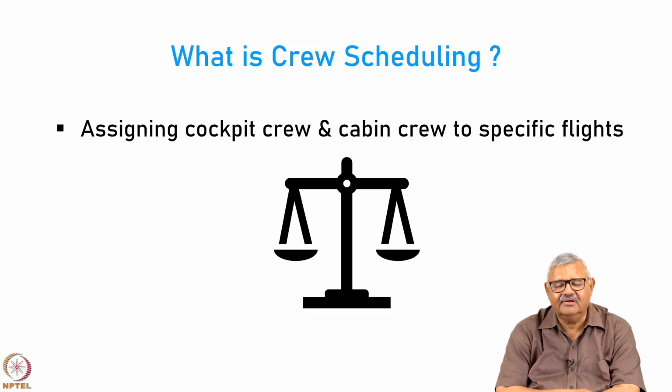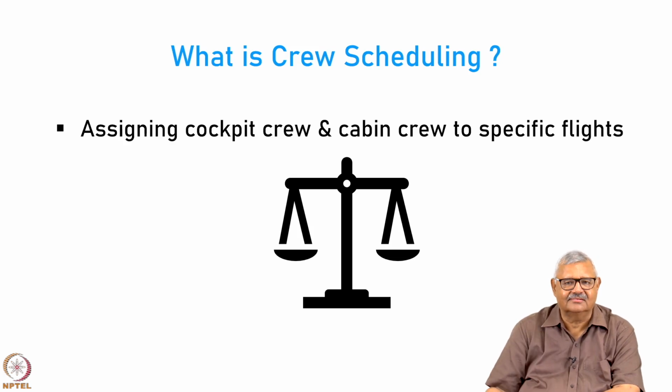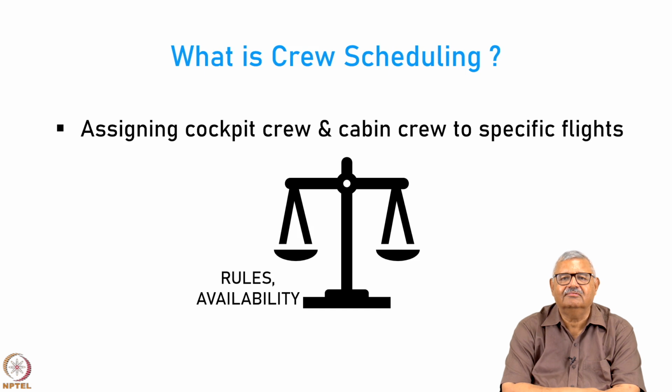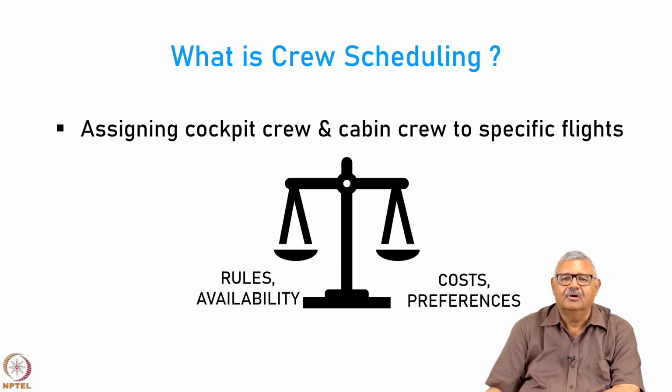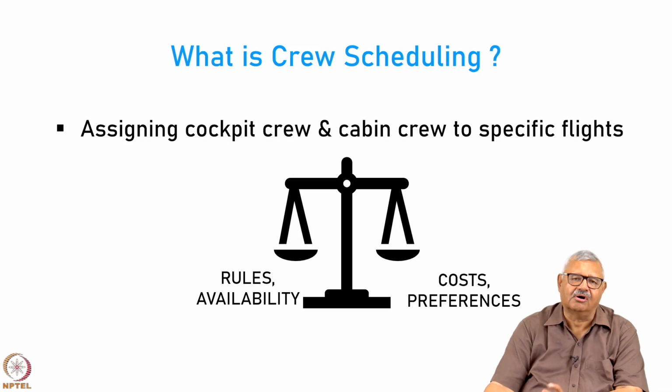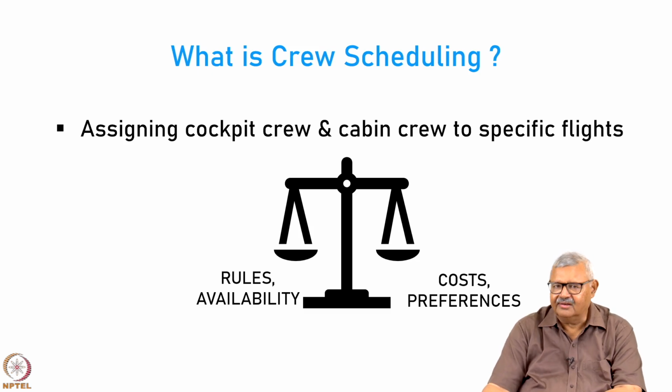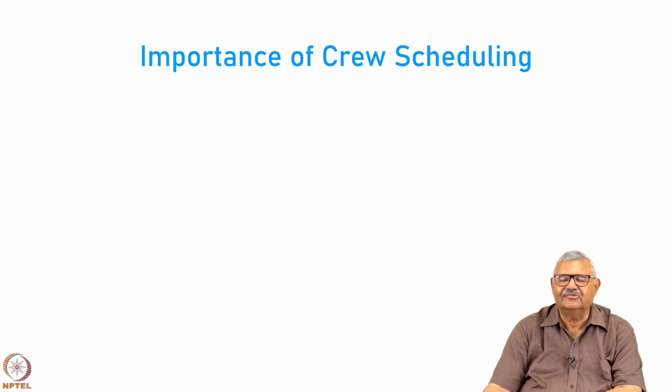And this is a very, very tender balancing act. You need to balance various quantities. On one hand, you have rules given by the regulatory bodies and you have also the availability of the crew. On the other hand, you have to look at the costs and the preferences mentioned by the crew members. So, you need to balance between rules and availability and cost and preferences. It is a very tough balancing act, as we shall see.